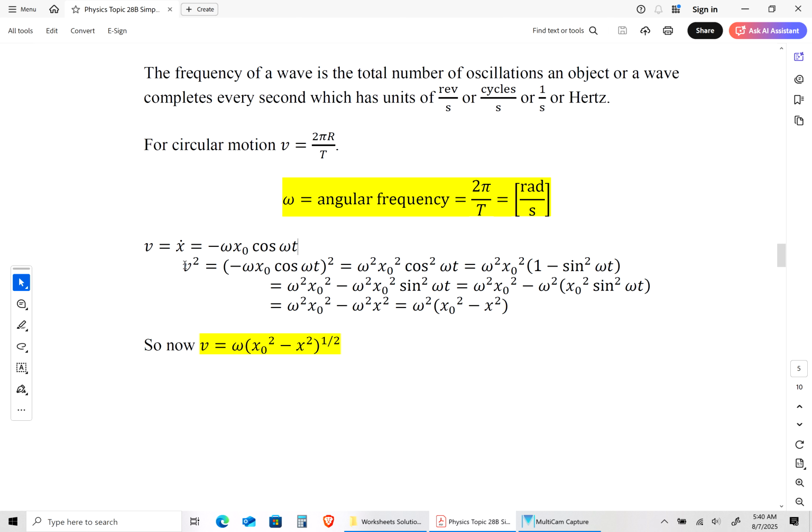V squared is equal to this. And then we're going to square everything inside the parentheses. We know cosine squared is 1 minus sine squared. We expand.